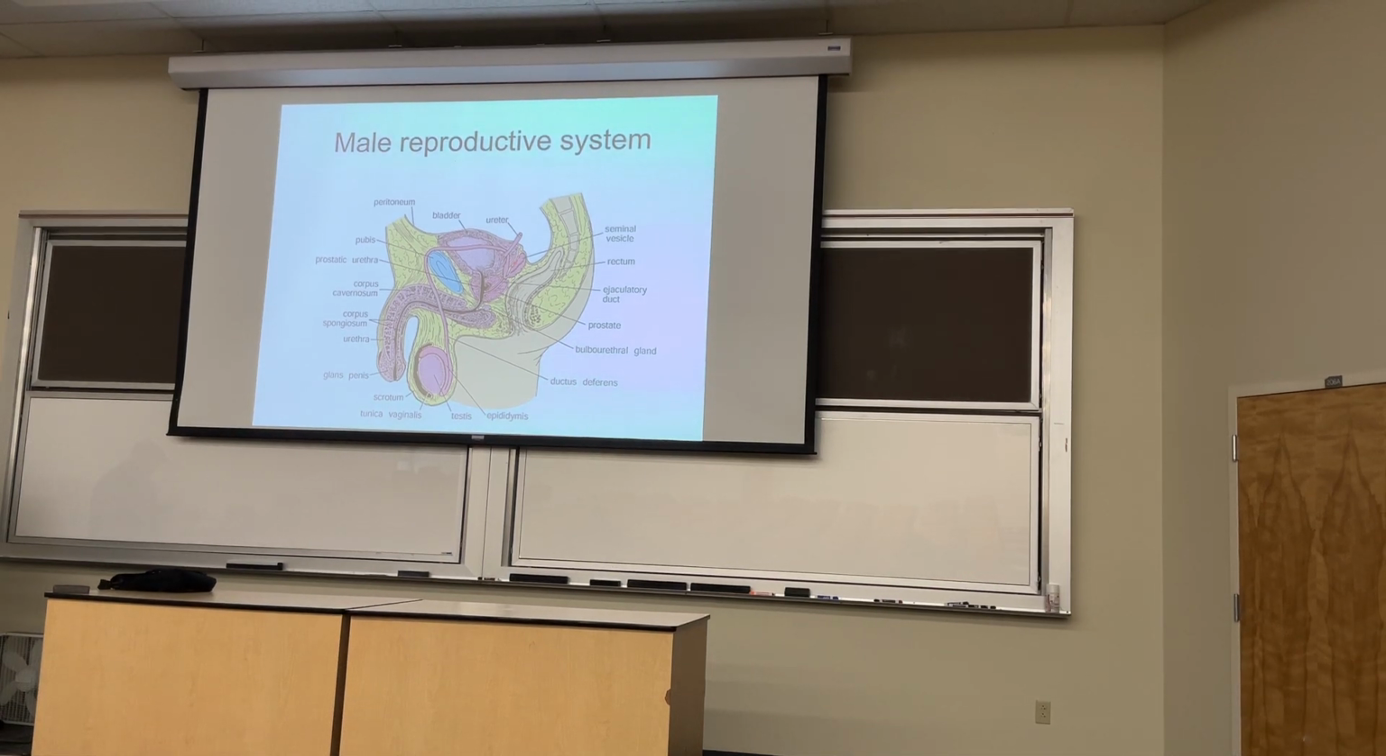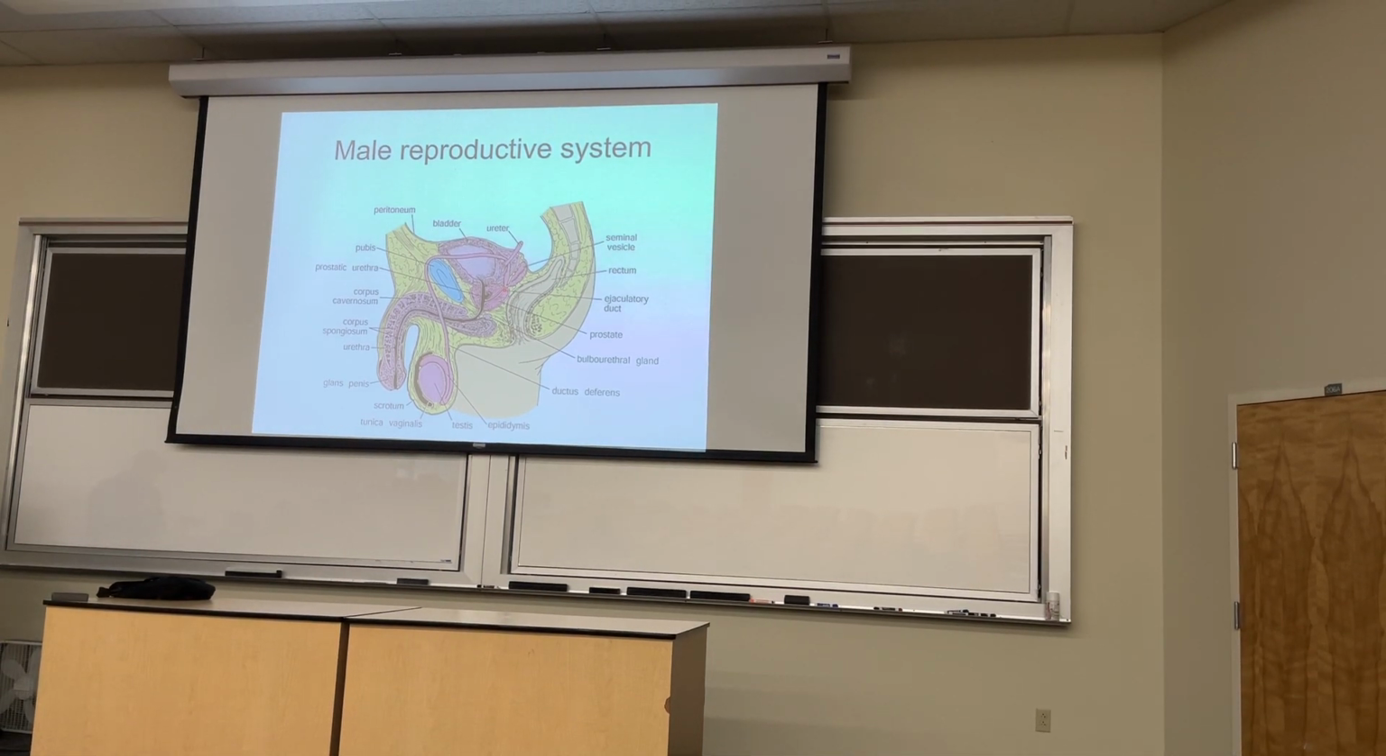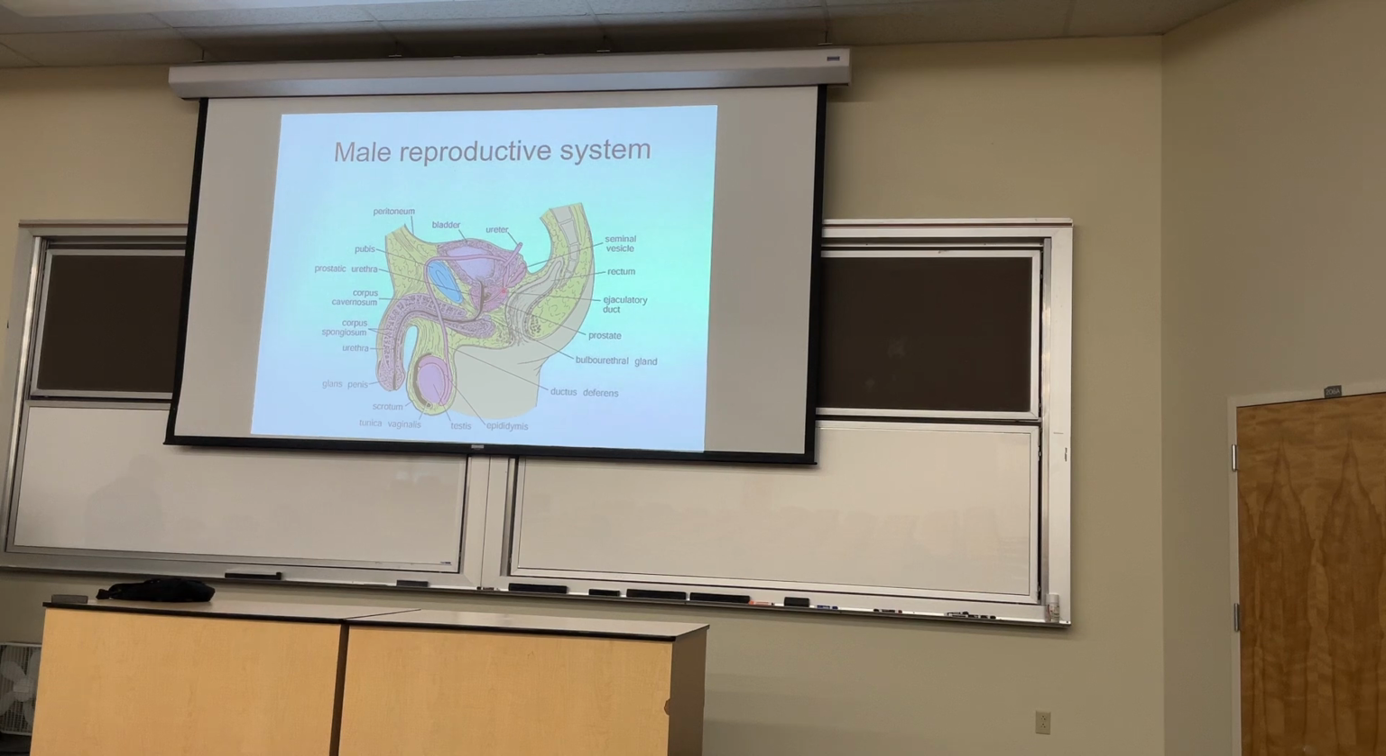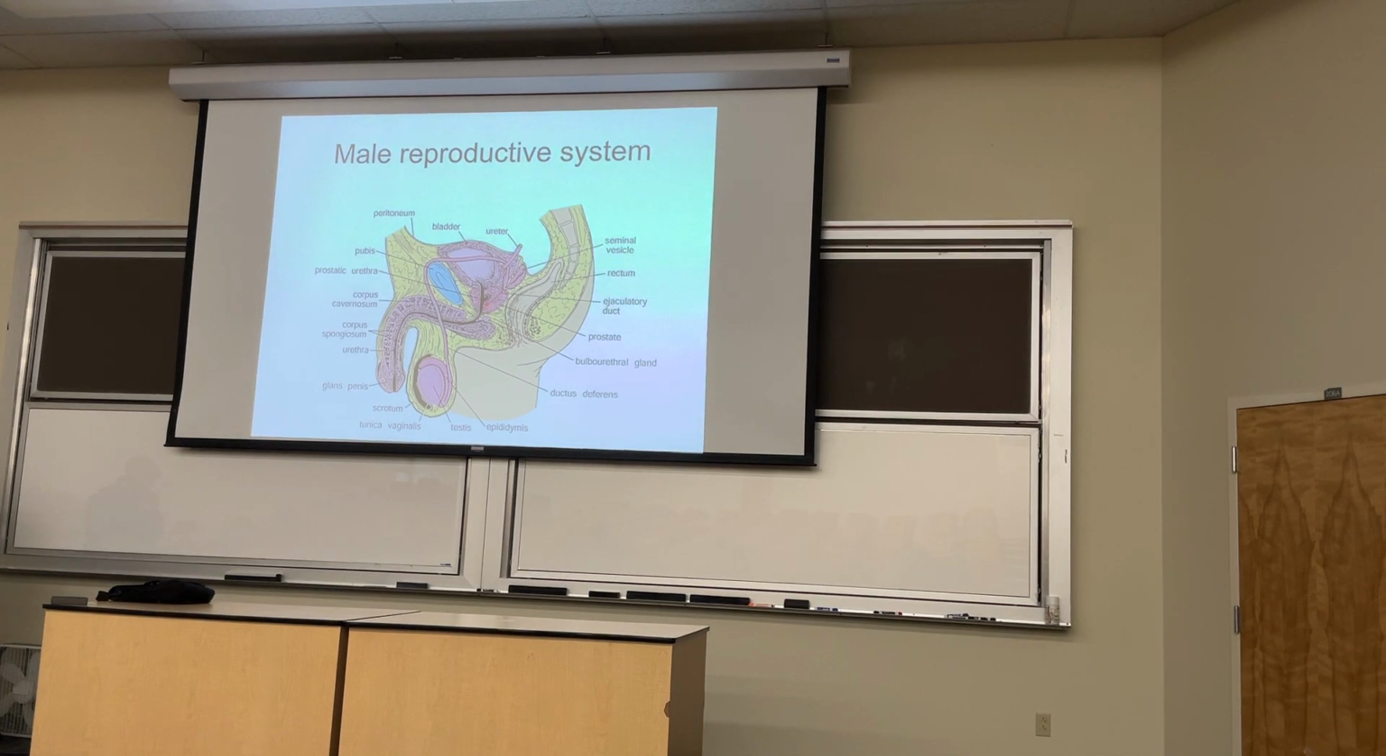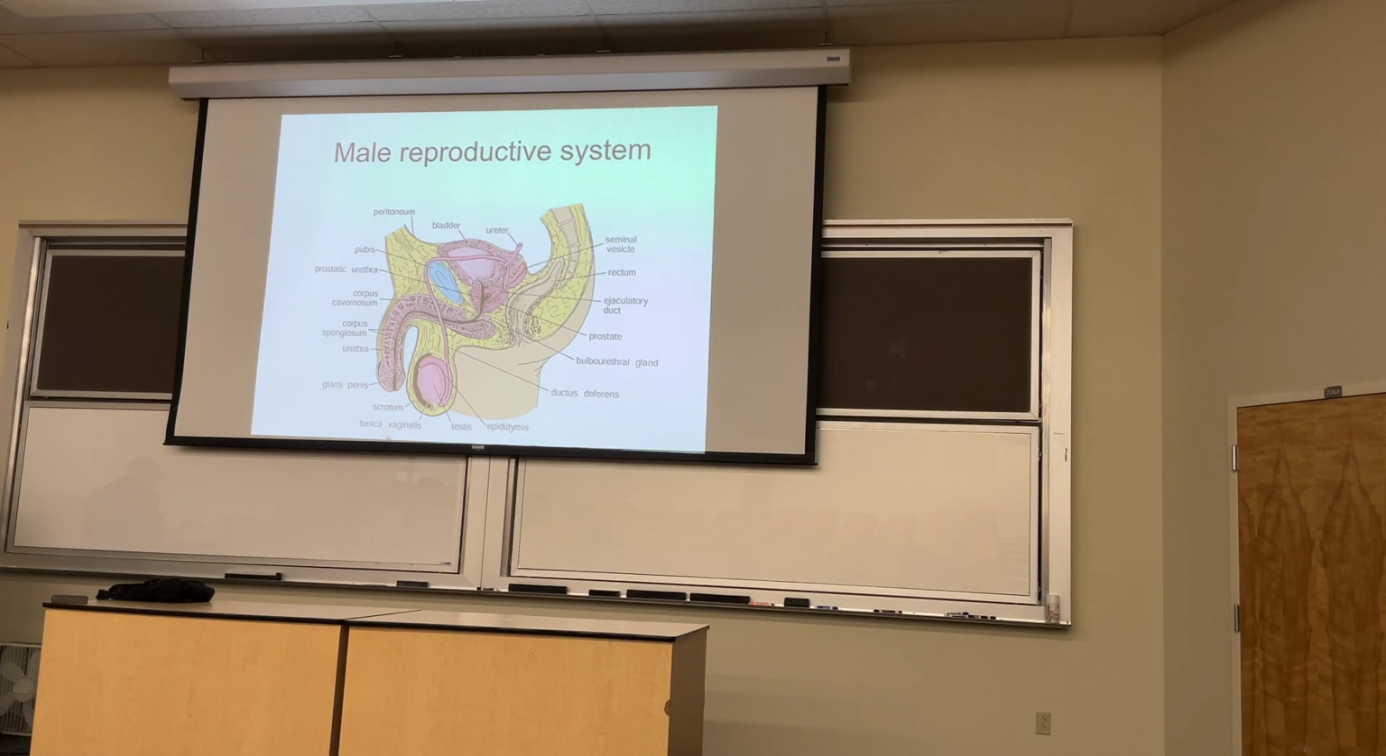And then we have some accessory structures that are going to add to the semen: the two seminal vesicles, the prostate gland, and the bulbourethral gland. We'll also look at the urethra, the prostatic urethra, and then the urethra coming down through the penis. And so we're going to be looking at the histology of all these different structures.